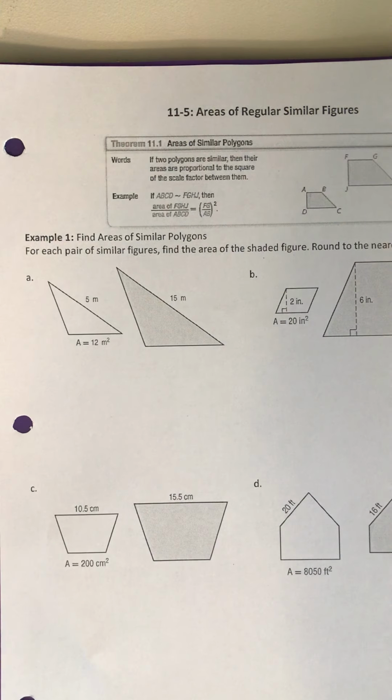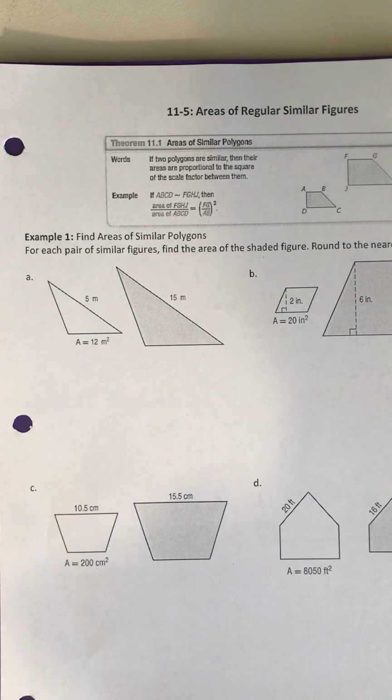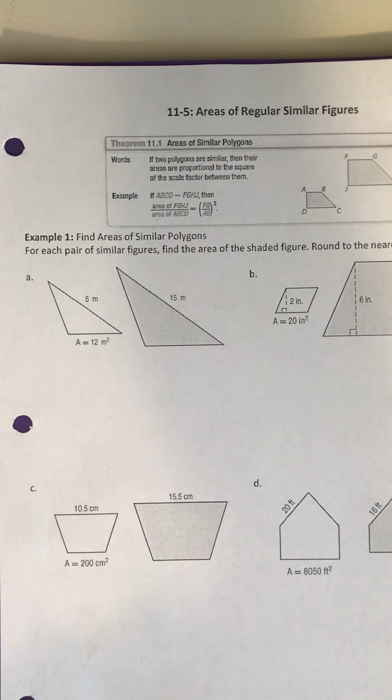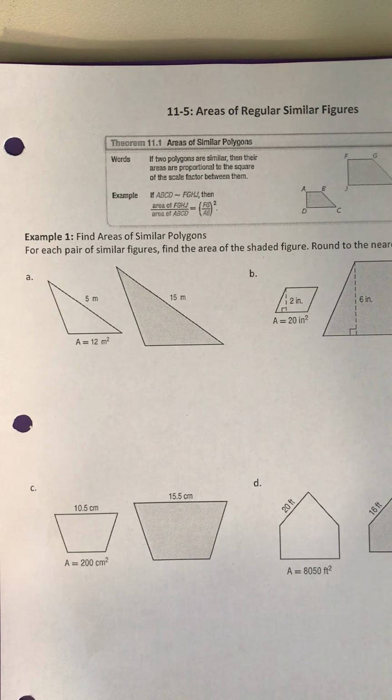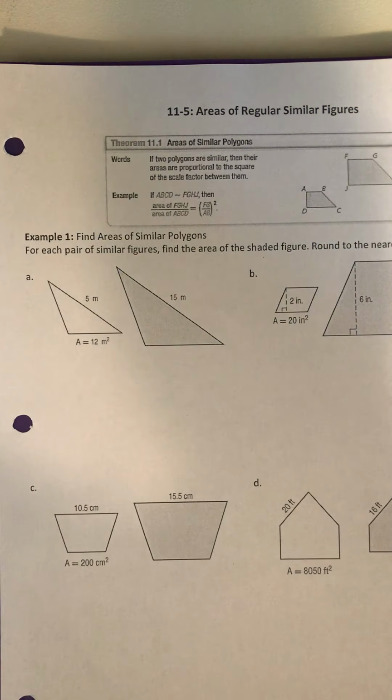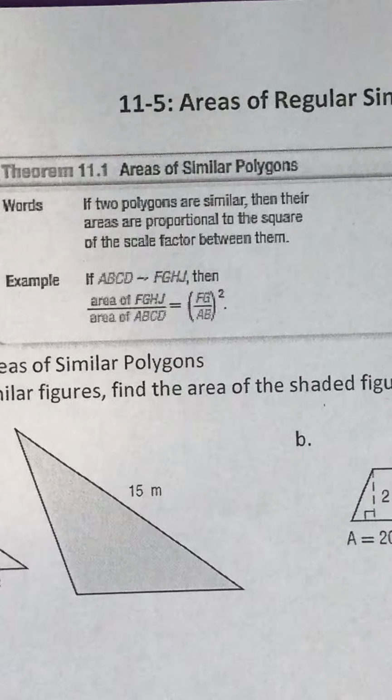So today we're going to do 11-5, which is areas of regular similar figures. So this whole chapter was finding the area of different figures. However, now we're going to talk about the areas of similar figures. So this is not on your orange formula sheet. I'm going to zoom in here so you can see.